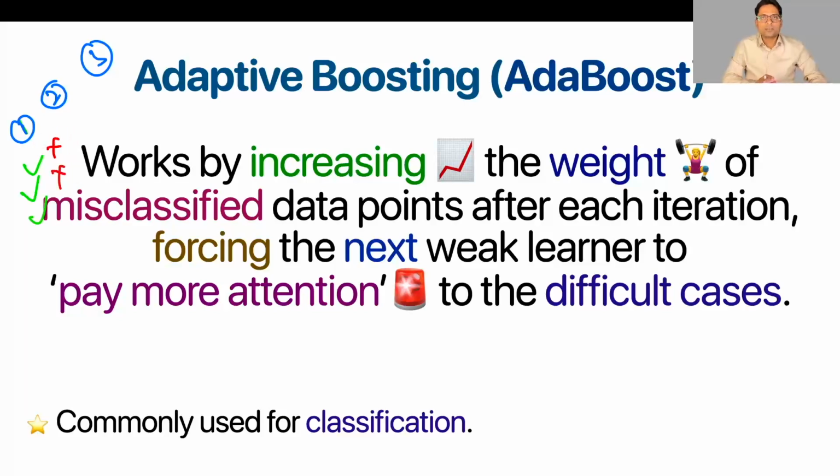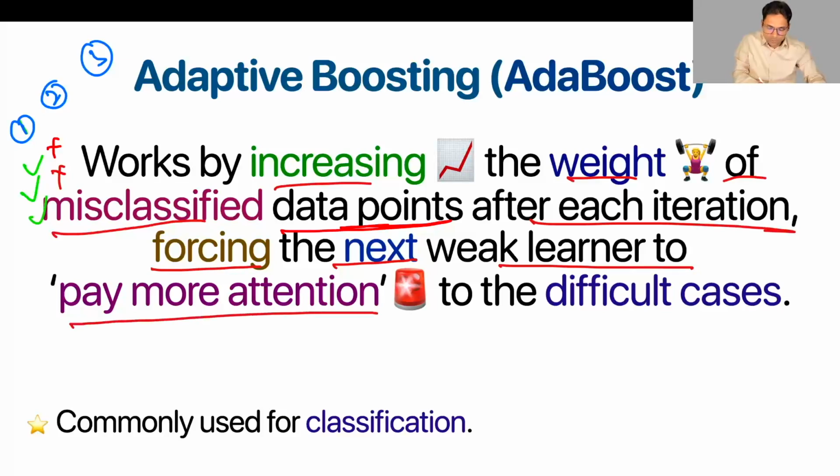That's the whole idea. The weightage of mistakes is increased for the subsequent model, so that the next model focuses more on the mistakes, and whatever is right, everything's working fine, let it go. That's what the adaptation is about. You increase the weight of misclassified data points after each iteration. Each iteration we create a different tree, and the trees are created sequentially. That's the idea of boosting, forcing the next weak learner to pay more attention to the difficult cases, which is why the earlier model made a mistake. This is commonly used for classification.